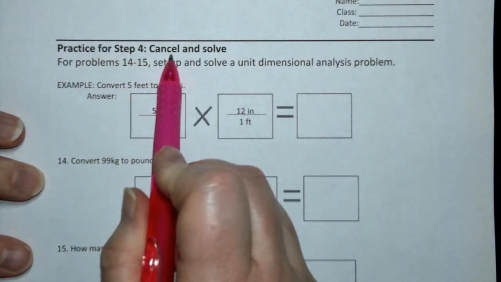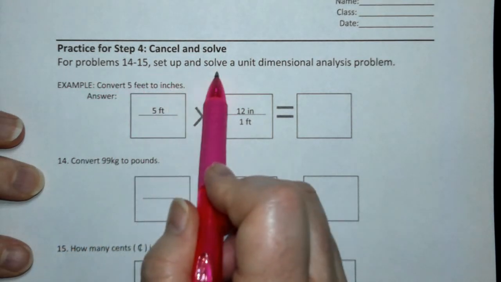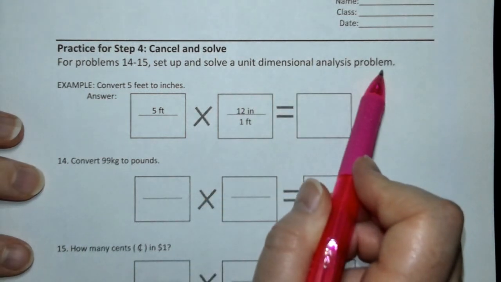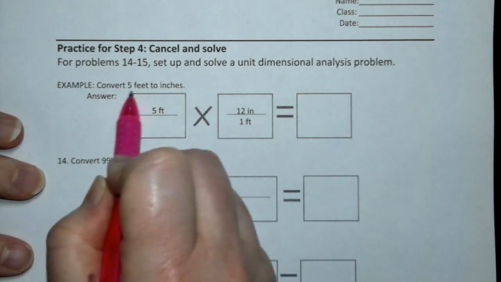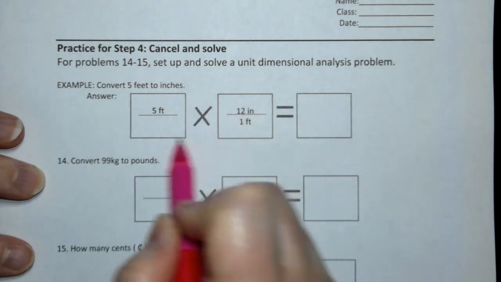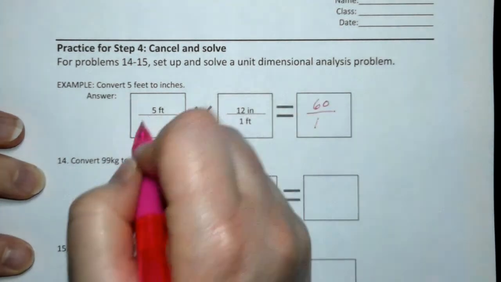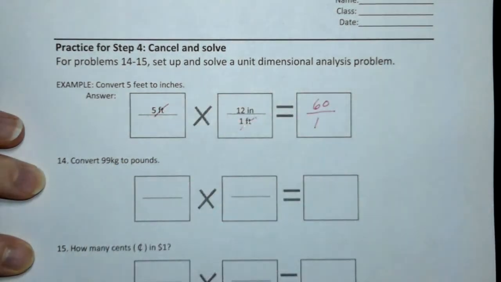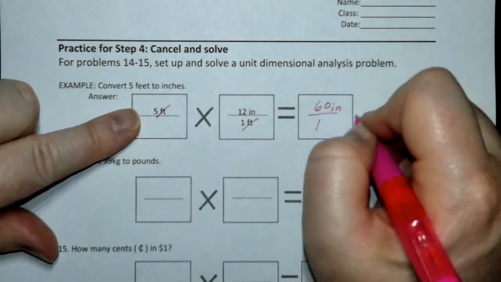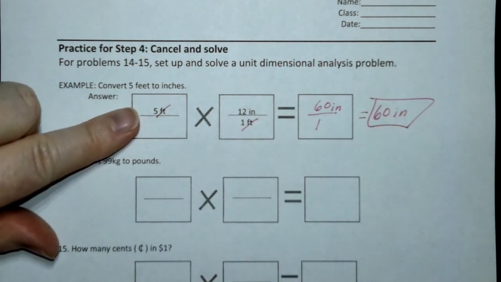Practice for step 4. Cancel and solve. For problems 14 through 15, set up and solve a unit dimensional analysis problem. So this one you actually have to go through and finish the full entire math. Convert 5 feet into inches. 5 feet times 12 inches is 5 times 12 is 60 over 1. And my units, feet and feet, cancel out. So my units up top are inches and nothing on the bottom. So I'm actually going to write it out to the side as 60 inches. And that's going to be my final answer.